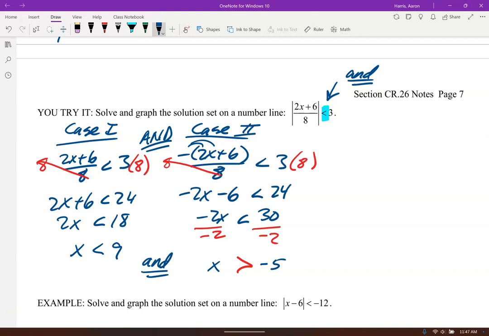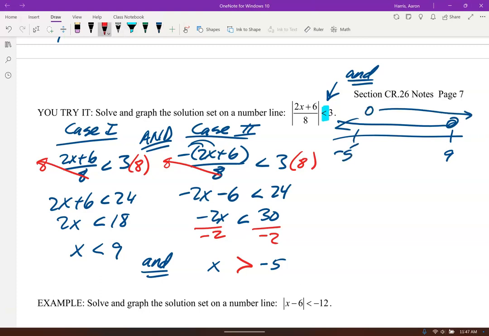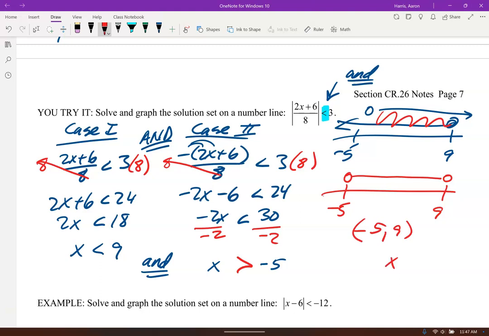And both those have to be true. So I've got to be less than 9. Here's my 9. I've got to be less than 9. That's open. And greater than negative 5. Both have to be true. So my solution is between those. So from negative 5 up to 9. There's my solution set from negative 5 up to 9. Less than 9, greater than negative 5.